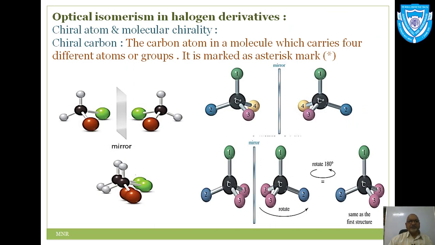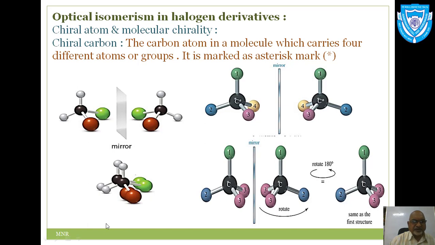Optical isomerism in halogen derivatives, as we explained, involves a chiral atom and molecular chirality. What do you mean by chiral carbon? A carbon atom in a molecule which carries 4 different atoms or groups. If you see here, in all the structures, there are 4 different atoms or groups. It is marked with an asterisk.